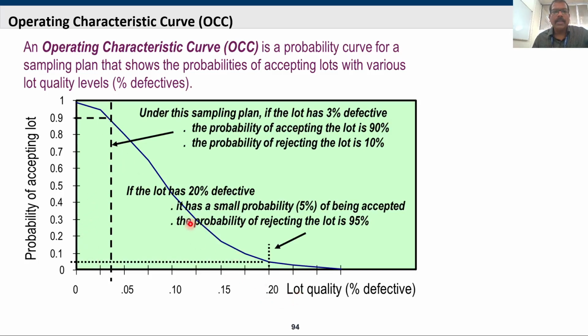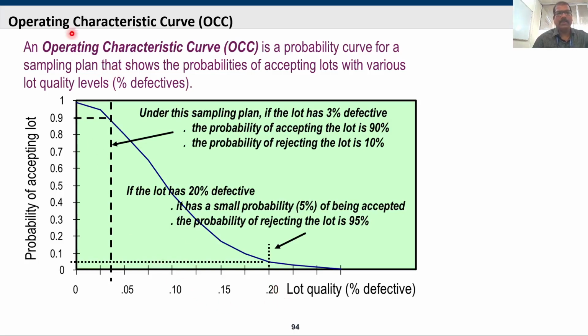Then if the lot has 20 percent defective, it has a small probability, only 5 percent chance of being accepted. The probability of rejecting the lot is 95 percent. So you can't have 20 percent defective in a lot. If you make 100 components and 20 products are defective, you should not accept, because the chance of acceptance is only 5 percent. So people will analyze these curves in real industries, and then they will fix the parameters: what is the acceptance level, what is the rejection level, and so on.